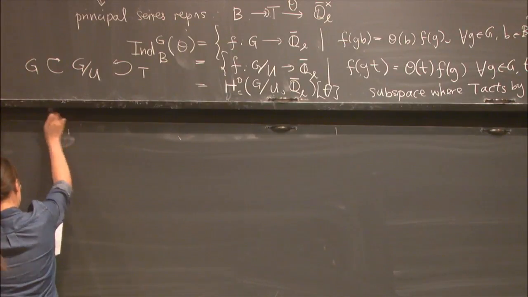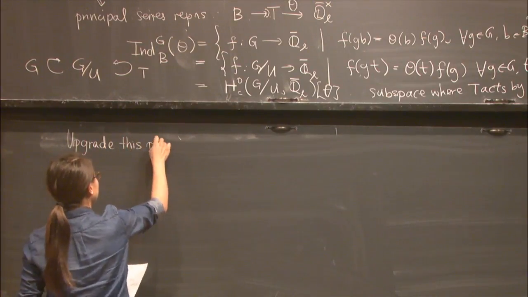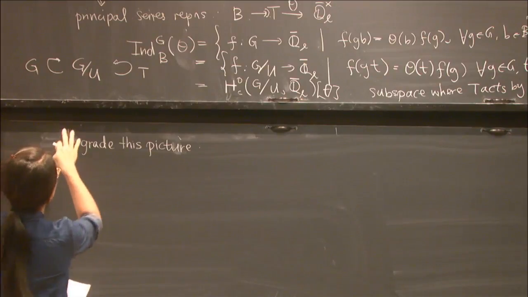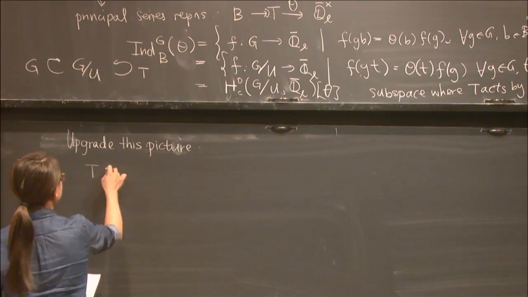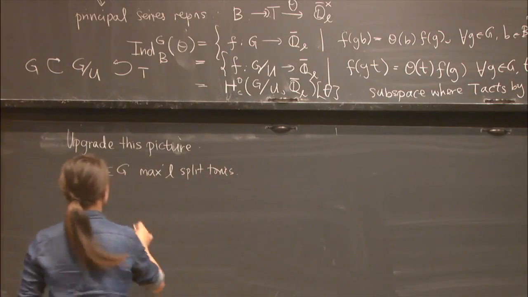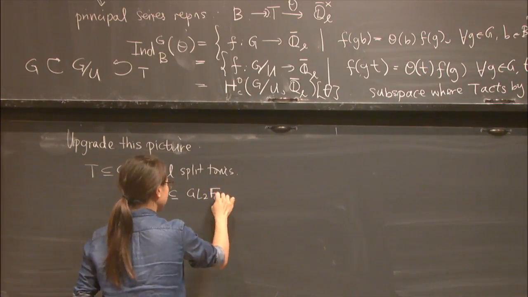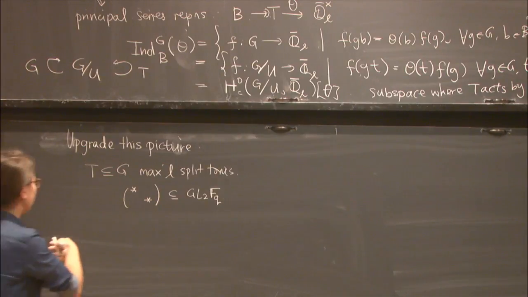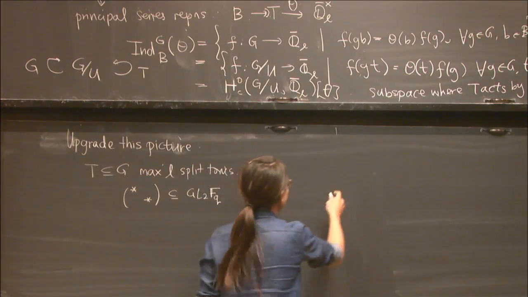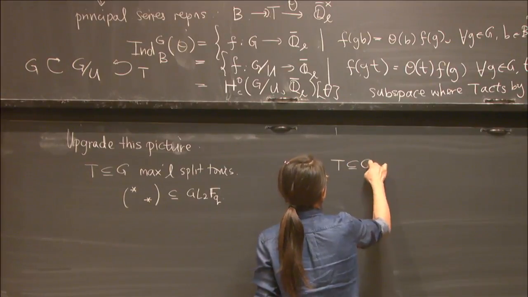So what we can do is we can upgrade this picture in the following way. Okay, so over here we started with T, a maximal split torus. And so the example to keep in mind is just the diagonal matrices inside GL_2(F_q). Okay. But there are other maximal tori inside GL_2(F_q) that are not conjugate to this one. And so one can hope that you can upgrade this picture to something that somehow can accommodate any maximal torus you'd like.